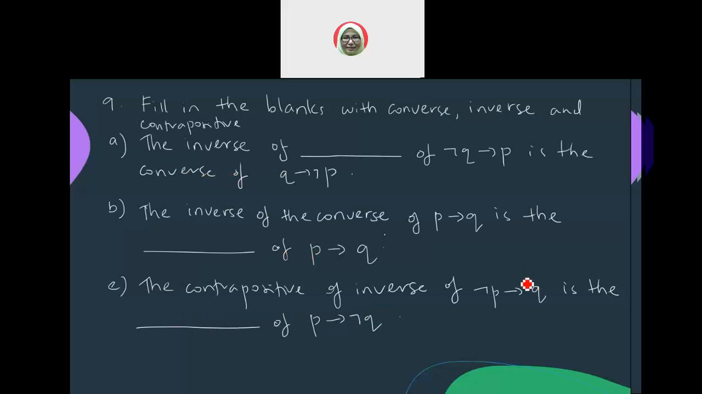Question number 9, I just pick some: A, B, E, right? Fill in the blanks with converse, inverse, and contrapositive. So let's read together. The inverse of not Q implies P is the converse of Q implies not P. The converse of something of not P implies Q, this one should be the inverse of converse.